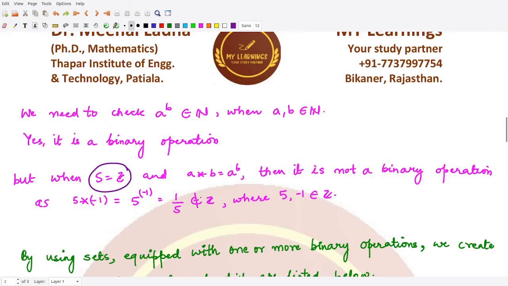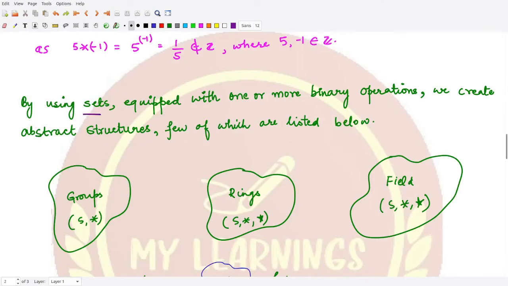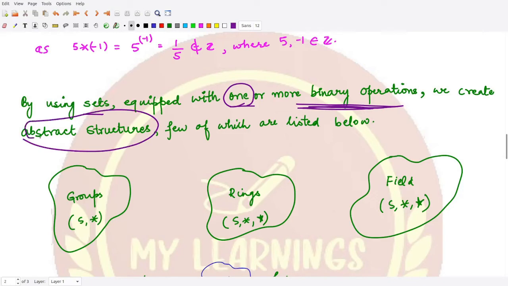So you are clear with sets, you are clear with binary operations. What we do here is use sets which are equipped with one or more binary operations. In certain cases we use only one operation, and in certain cases we use two binary operations. Using this, we create abstract structures, a few of which I have listed here.